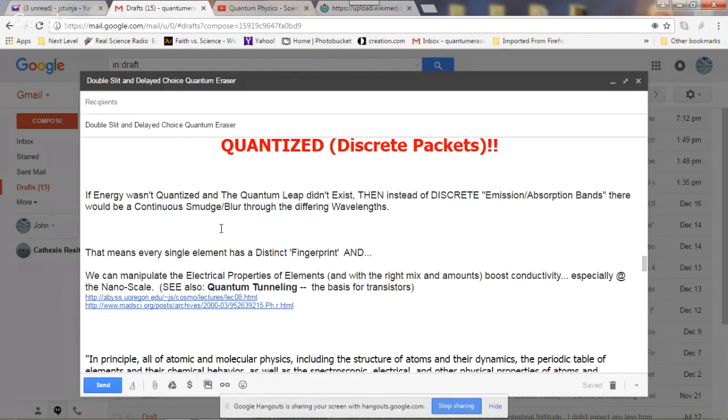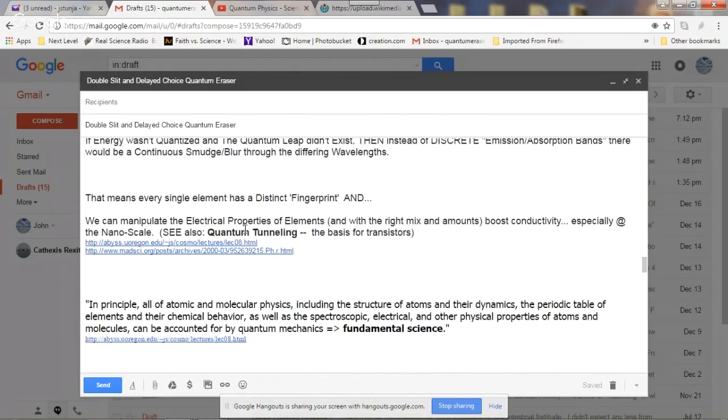That means every single element has a distinct fingerprint. And we can manipulate the electrical properties of the elements. With the right mix in the amounts, what they call doping, we can boost conductivity, especially at the nanoscale. I also put in there quantum tunneling, which we won't talk about, which is really cool. This is the basis for transistors. All they use for quantum tunneling is the interference experiment. Maybe at some point in the future we can get into that. It's very interesting. All they use is a proxy on that interference pattern.